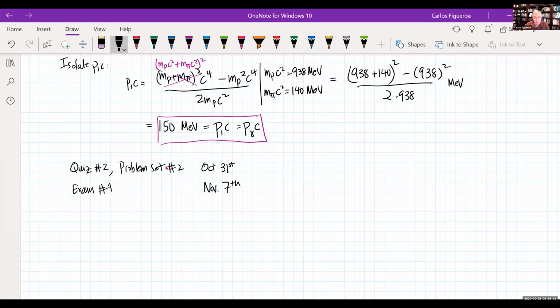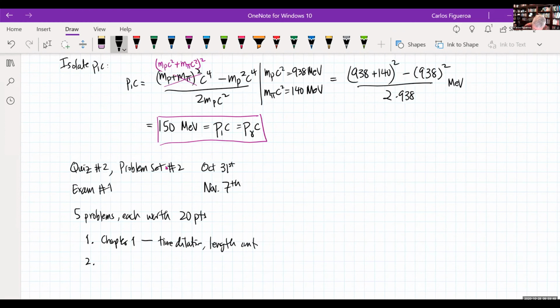But I encourage you to keep going, to try to do it faster. So you're going to see that there's going to be 5 problems, each worth 20 points. So you're going to find 2 problems from the first chapter. So here you're going to get chapter 1, which means that you'll have some type of time, length, contraction, space-time diagram.